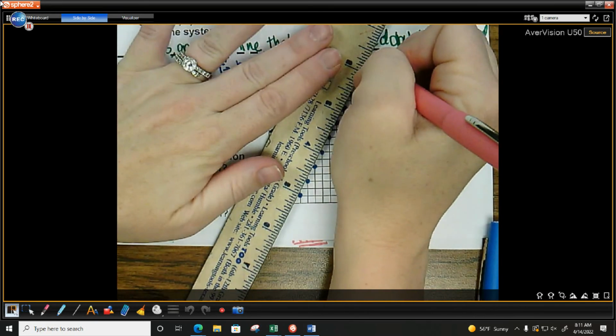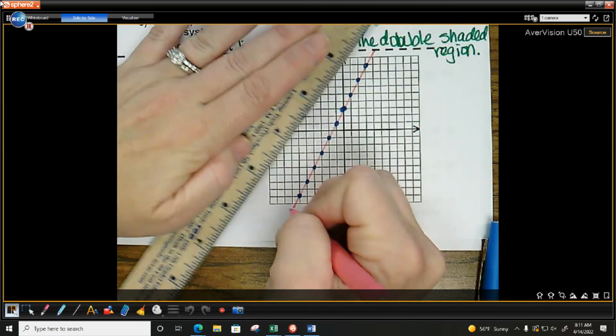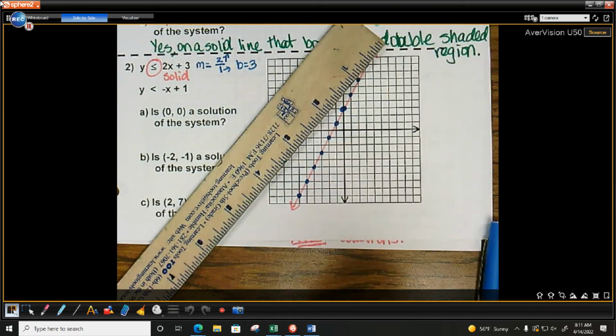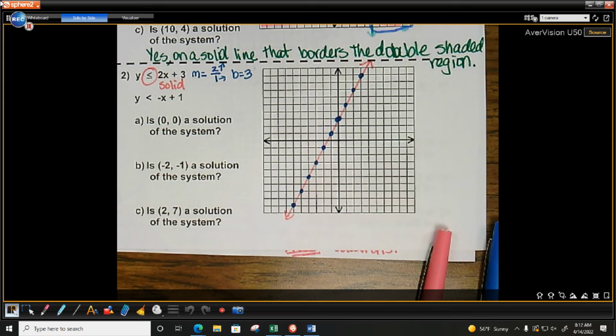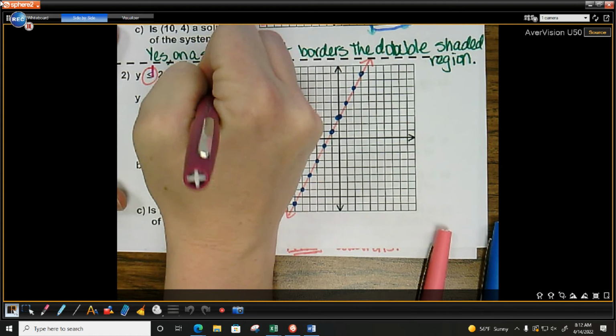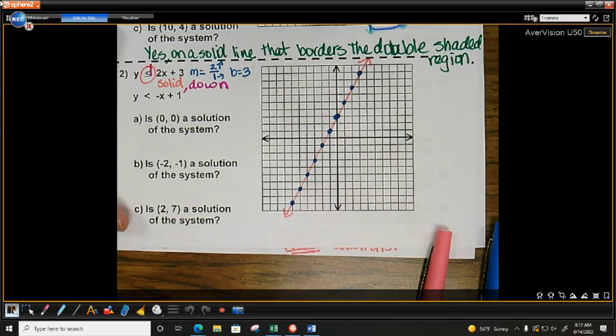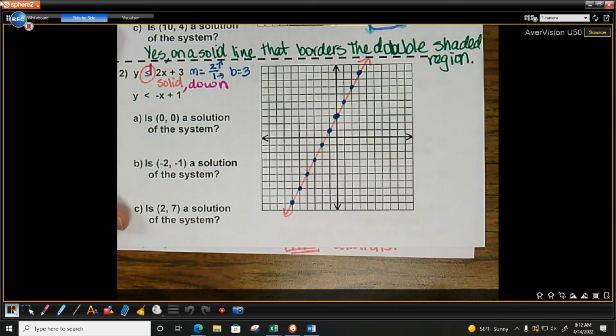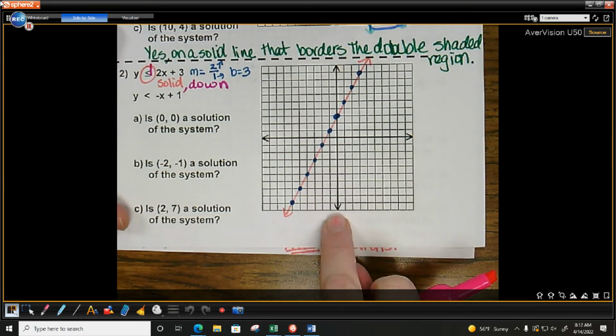Does this inequality sign help me make a D for down or a P for up? D for down. So I'm going to shade down. Is that region 1 or 2? 2, because I want the bottom part of the y-axis. That's my down region.